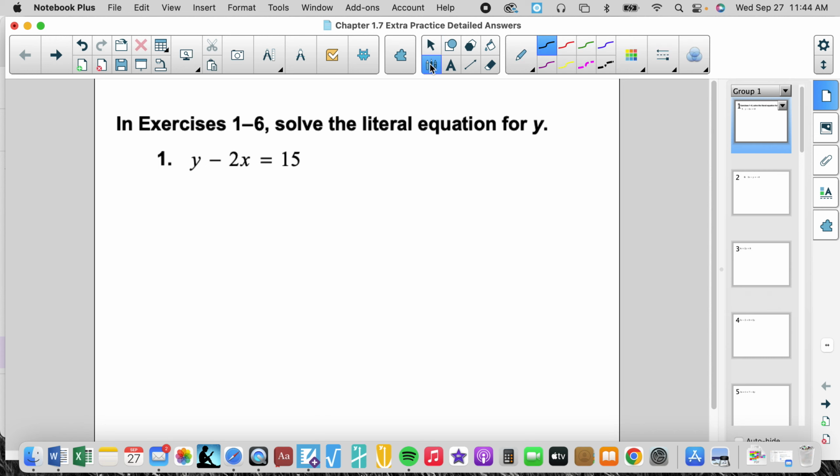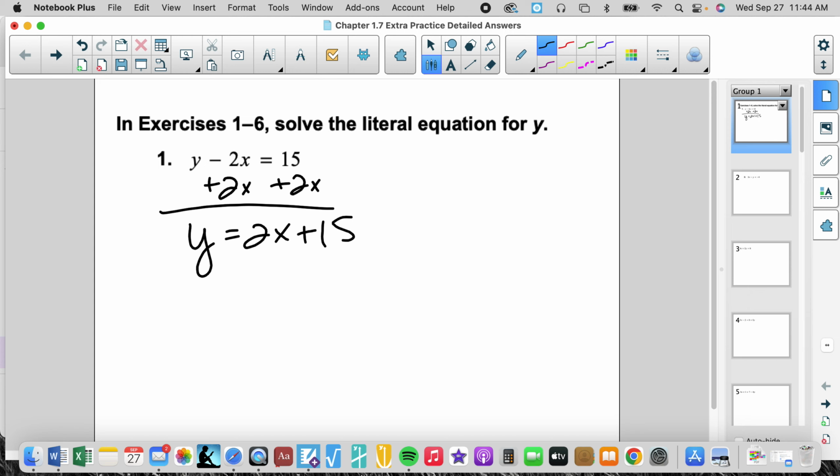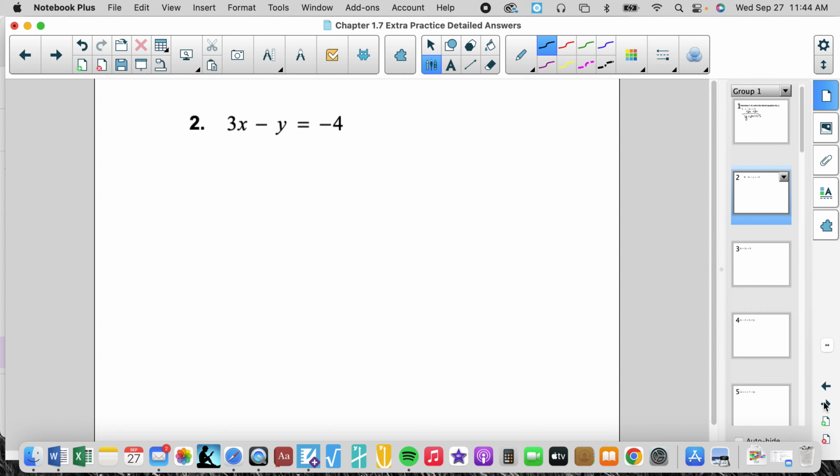So we're going to be solving for y in these first couple of problems. So we want to isolate y. What's happening to y? 2x is being subtracted. The inverse of subtracting is adding. So we'll just add 2x to both sides. And when we write our equations, we're always going to put the variable ahead of the constant. 2 is not a constant, 2 is the coefficient. 15 would be considered the constant. So the constant's always going to go after the variable.